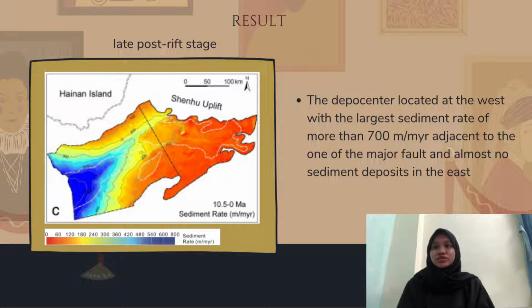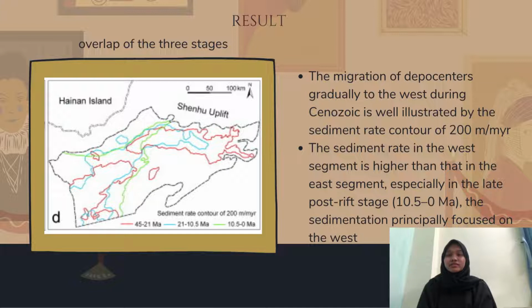It is adjacent to one of the major faults, and there is almost no sediment deposit in the east during the late post-rift. The three stages of rift are summarized under diagram D, where we can see the migration of the depocenter gradually to the west during the Cenozoic, well illustrated by the sediment rate contour of 200 meters per million years. The sediment rate in the west segment is higher than in the east segment, especially in the late post-rift stage, which is from 10.5 million years ago until today. The sedimentation principally focused on the west.